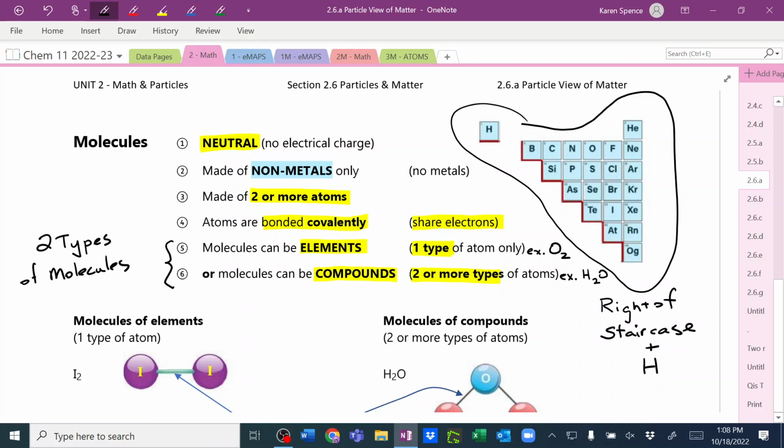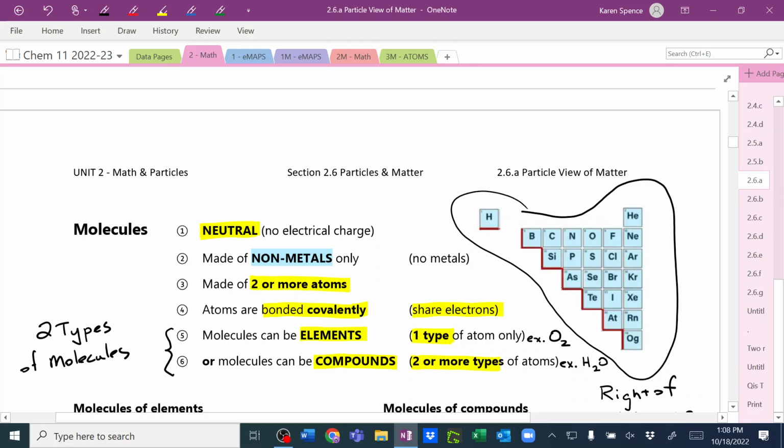One of my favorite questions to ask is, are all molecules compounds? Because it really tests whether you know the difference between the word molecule and the word compound. Try to define the word compound to your partner. See what you can do, just based on your prior knowledge.